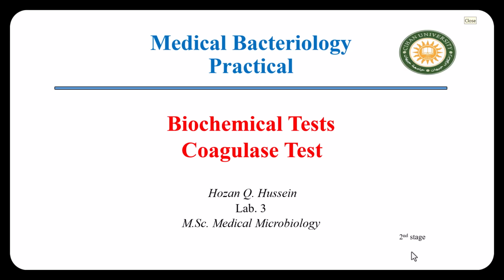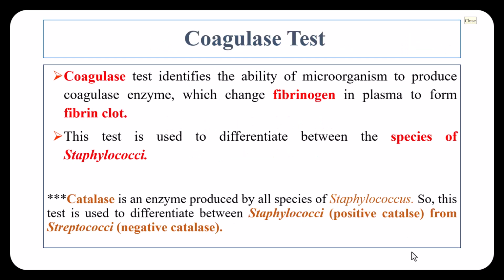Good day everyone. Today in this lab we will discuss another most important biochemical test, which is called the coagulase test. This test is essential for identification and differentiation of Staphylococcus species, especially in the microbiology lab. In the coagulase test we detect the ability of the microorganism to produce the enzyme coagulase, which converts the fibrinogen present in the plasma into fibrin and leads to clot formation. This reaction helps to differentiate the pathogenic staphylococci from the non-pathogenic ones.